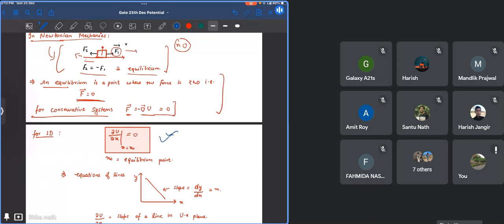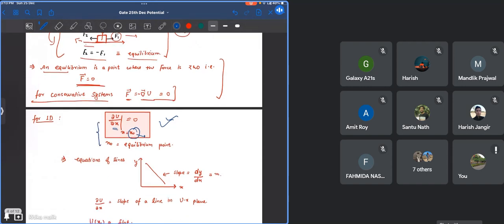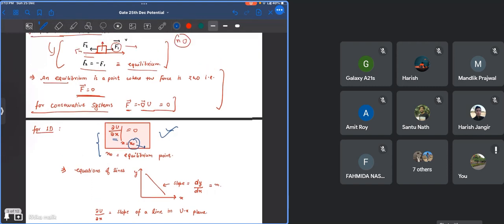And if we are considering the one-dimensional case, then it will be del u by del x. And the point which comes out after putting del u by del x equals zero, that condition x0, is known as the equilibrium point. We will solve some problems to find how to calculate this point in certain conditions.